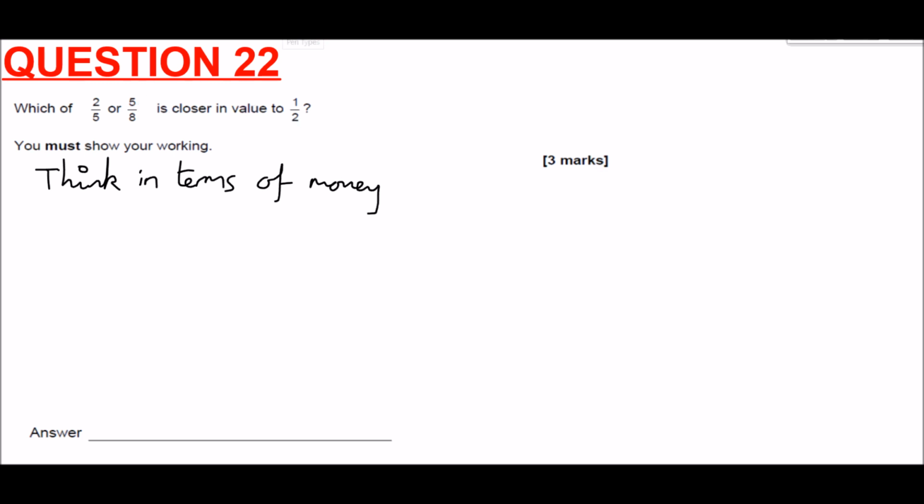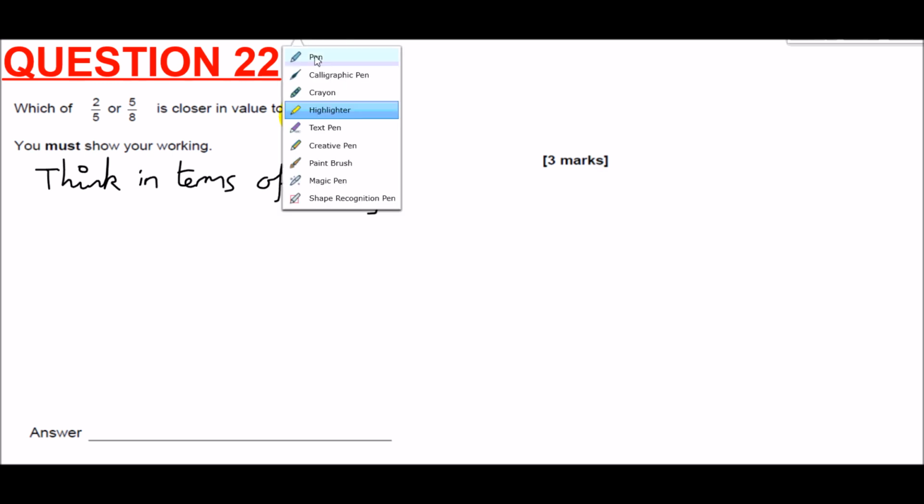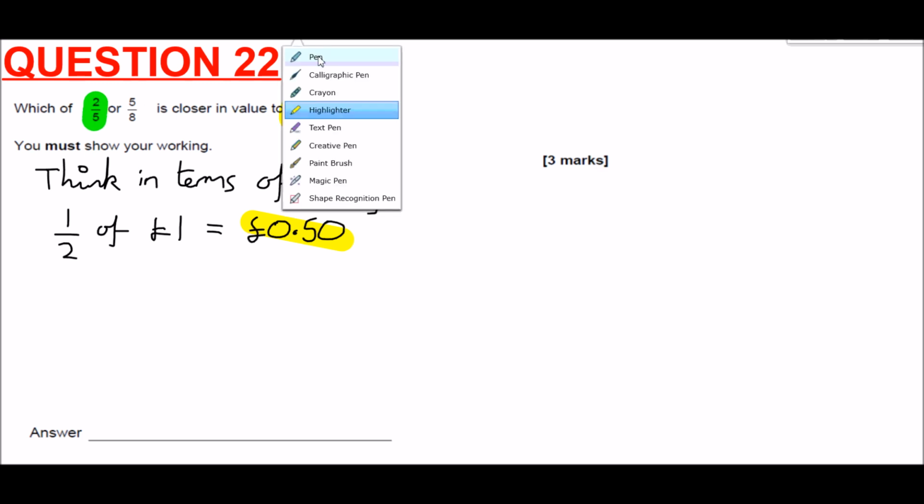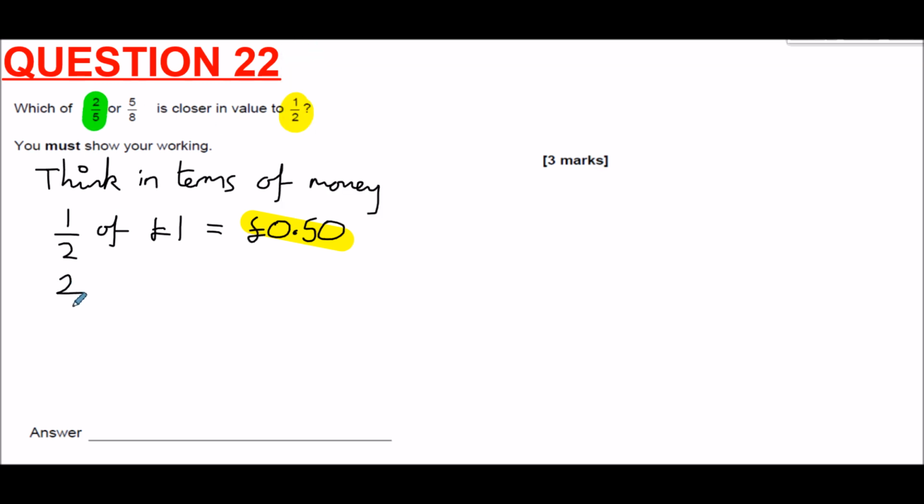We're comparing both of those to 1/2. So in terms of money, I want you to think of fractions of a pound. So half of £1 would be 50p. So what we can do is think of it in terms of which one is going to be closest to 50p. So first up, let's have a look at 2/5. Well, 2/5 of a pound.